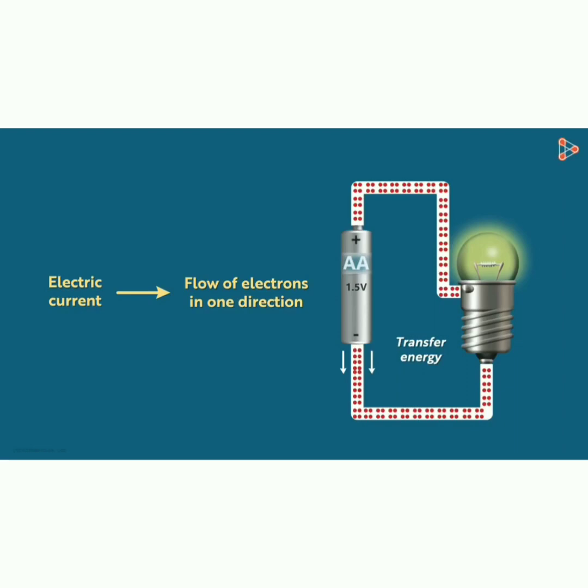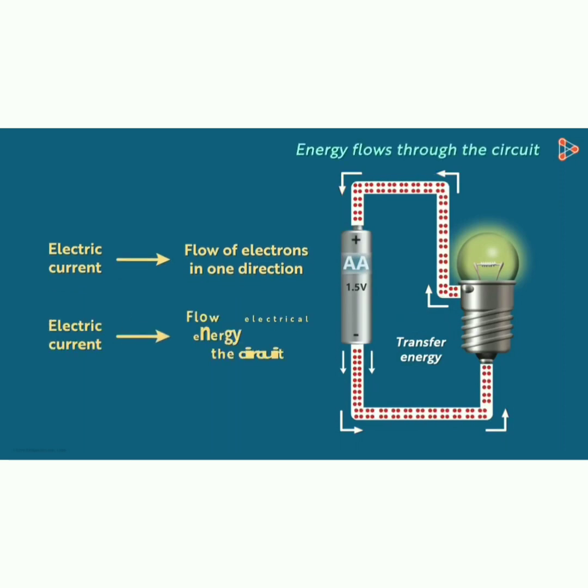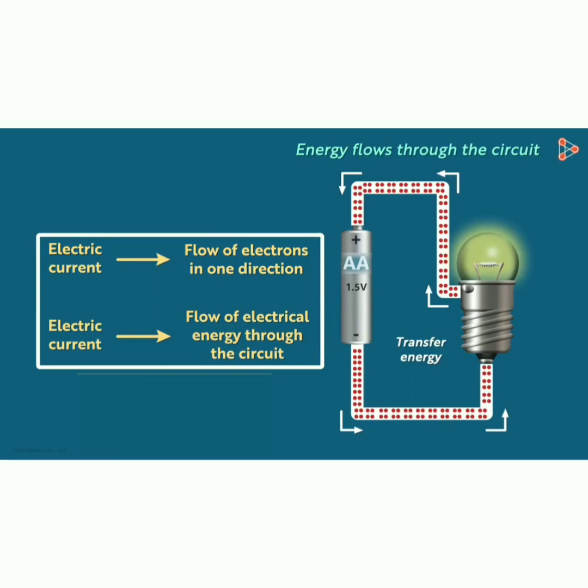They in turn further transfer the energy to their neighboring electrons. The process continues and the energy flows throughout the circuit. This flow of electrical energy is nothing but electric current. So these are the two ways to define electric current.